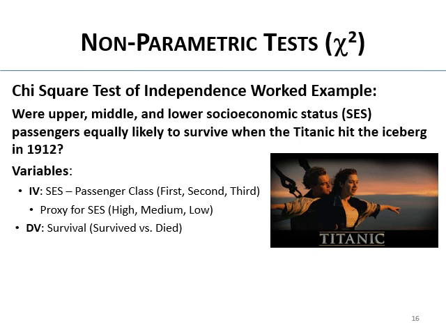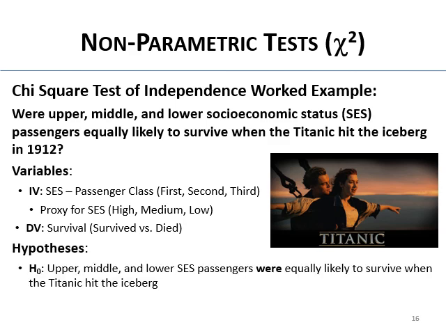You're either first class survived, first class died, second class survived, second class died, third class survived, third class died. And so it's counts of people. The hypotheses, again, are in words. Your null says there's no relationship between your SES and survival, so I chose to say upper, middle, and lower SES passengers were equally likely to survive when the Titanic hit the iceberg.